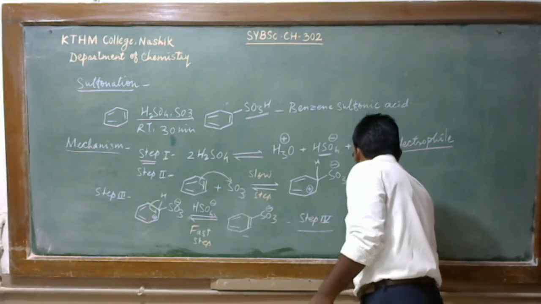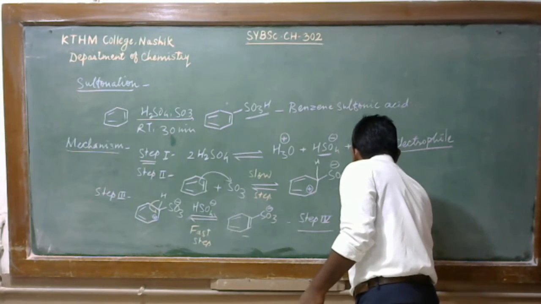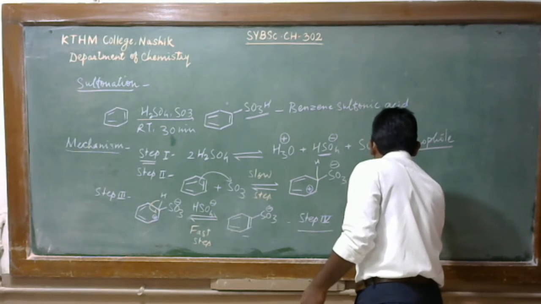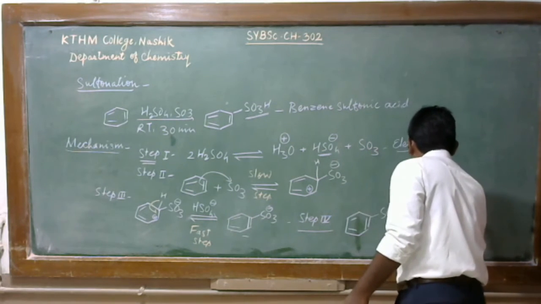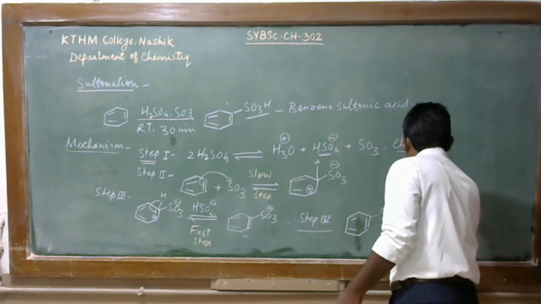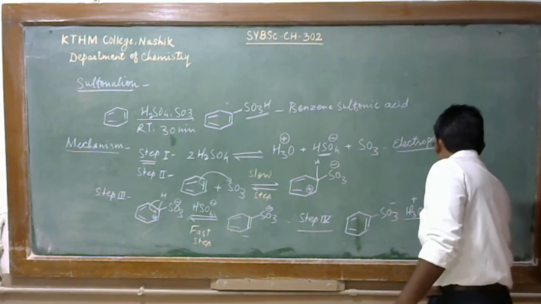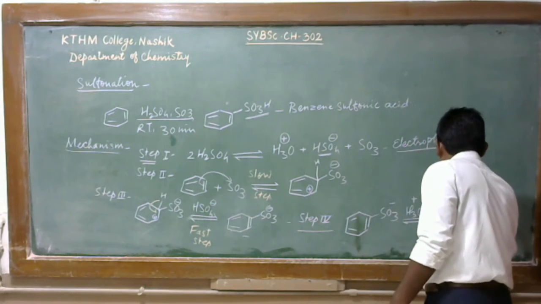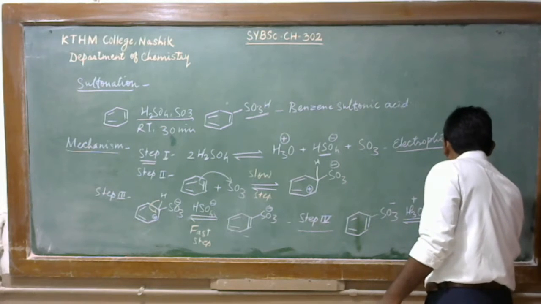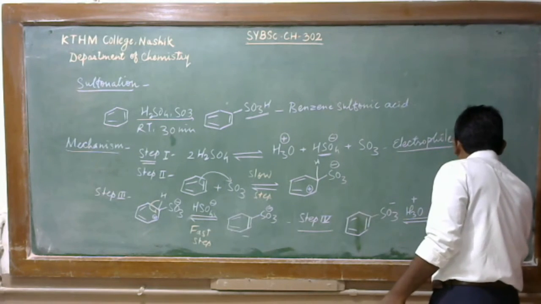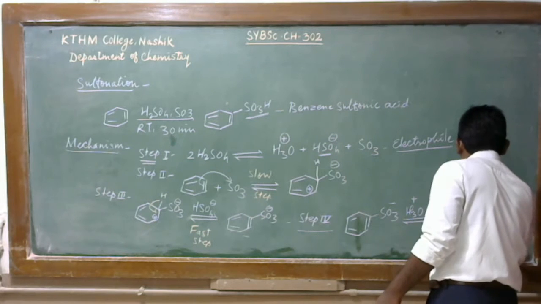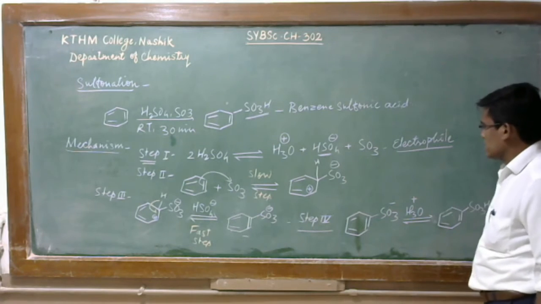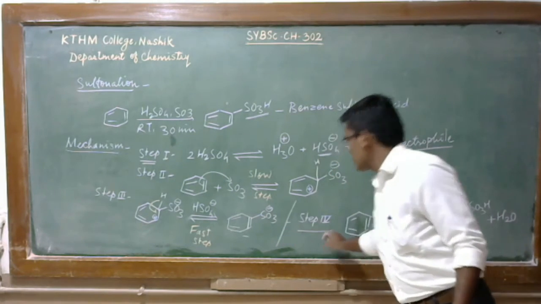So this will react with acid, for example H3O plus, so we would get benzene sulfonic acid as a product plus H2O. Okay, so this is step 4.